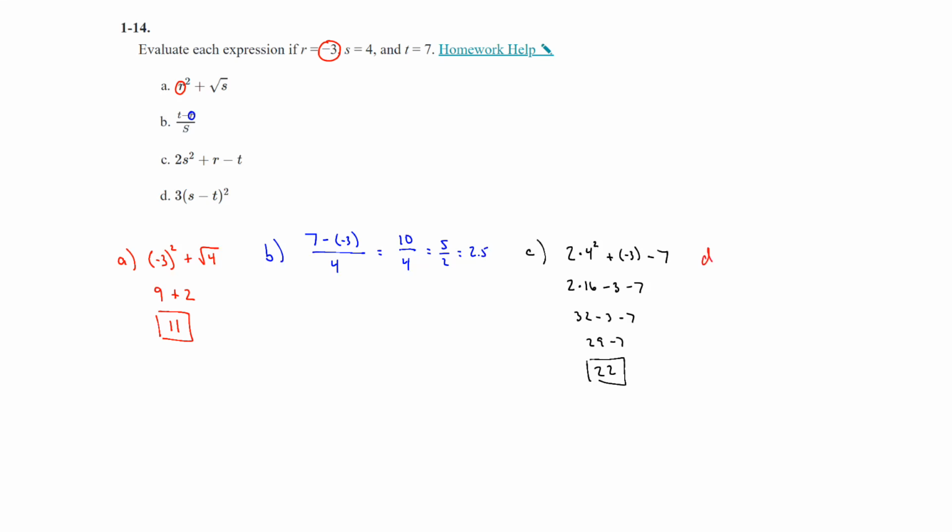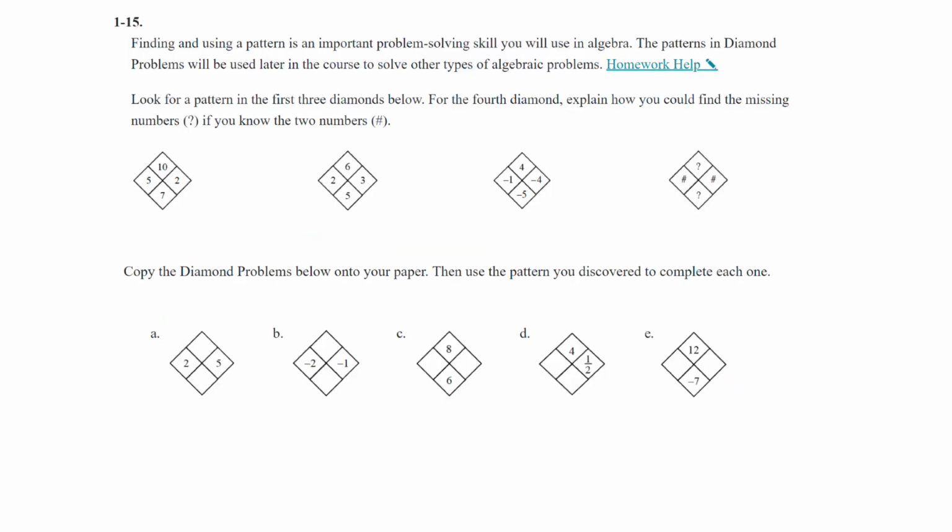And then the last one, D, we have 3 times the quantity, which would be s minus t, so that's 4 minus 7, and then that whole thing is squared. Order of operations, we have to do what's inside the parentheses. So 4 minus 7 is negative 3. Then we have to square negative 3, so that's negative 3 times negative 3 is 9. Then we can take 3 times 9, which is 27.